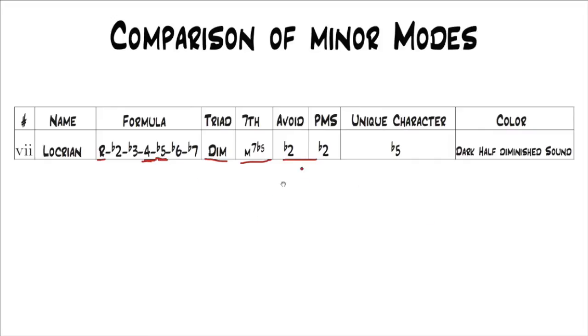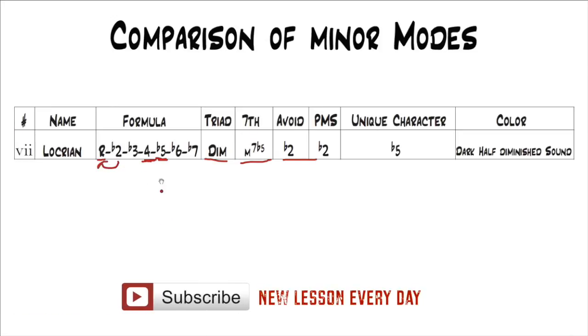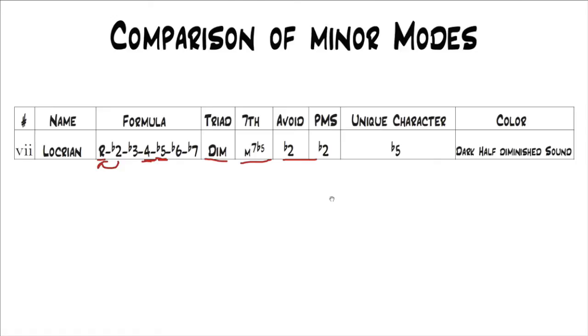Void note is a flat 2, and that's because the distance between it and the root is a minor second away. And if you're playing over a diminished triad or a minor 7 flat 5, you're going to be playing over that root, and that's a very dissonant sound. But the whole scale is pretty dissonant, so you're just going to have to play it and really listen to how dissonant it is and how you can make it sound the best to your ears.